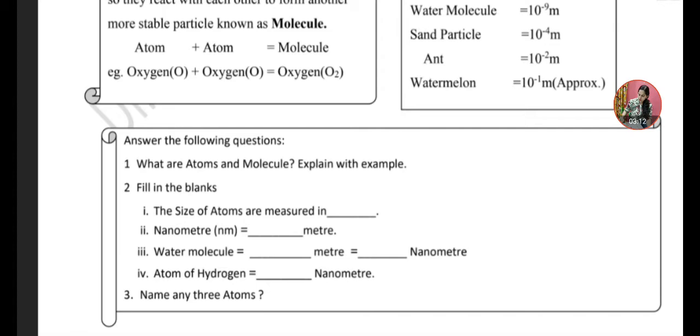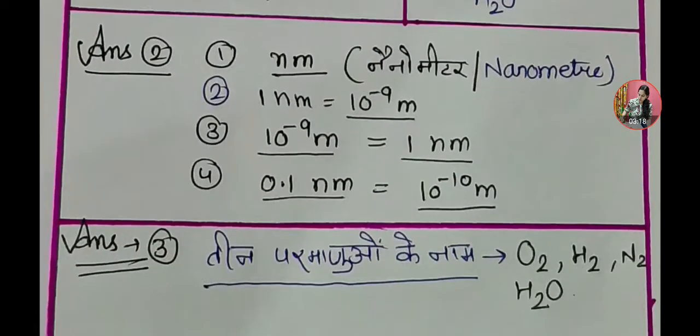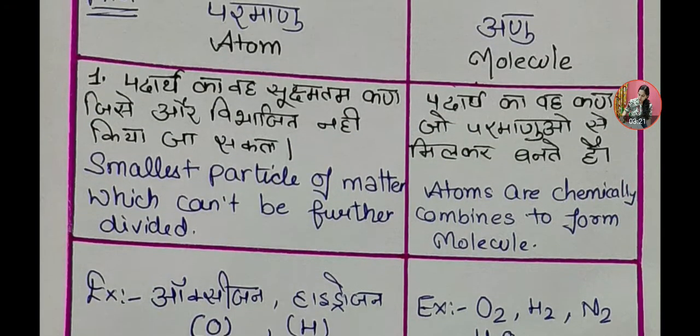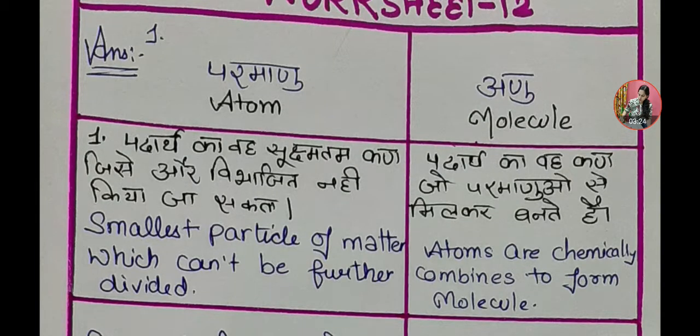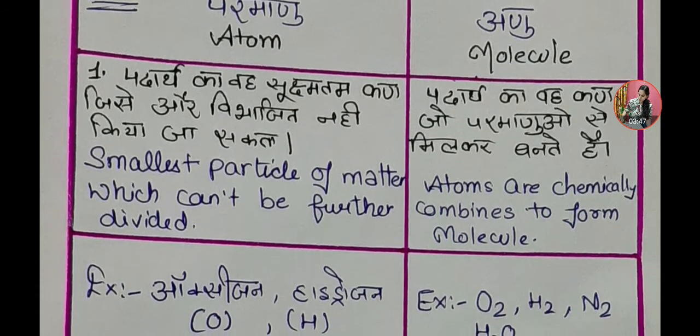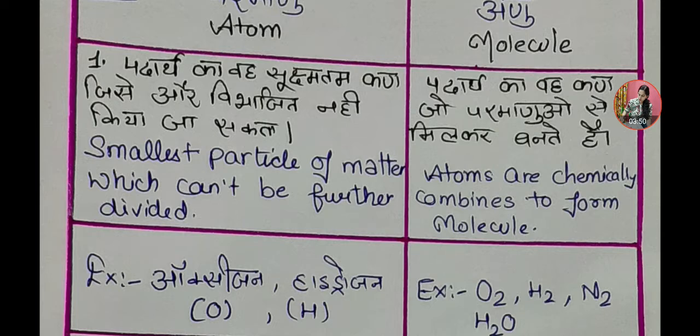Now move on to the exercise. What are atom and molecule? Explain with example. Here is the answer, students. Atom is the smallest particle which can't be further divided, and molecules are formed when atoms are chemically combined. Atom means the smallest particle which can't be divided, and when these atoms combine, they form molecule. Here are some examples: for atoms, O, H, and for molecules, O2, N2, H2 and water.